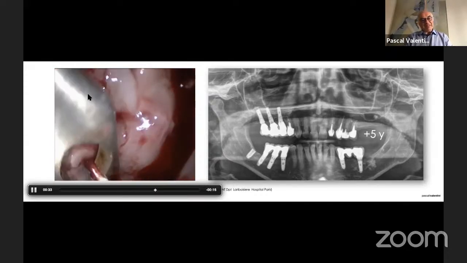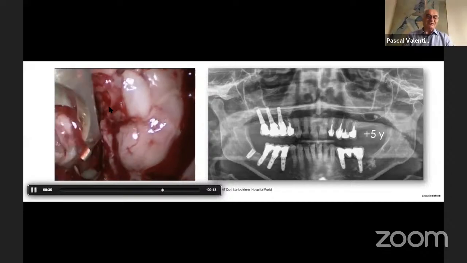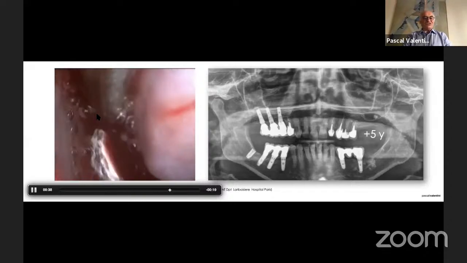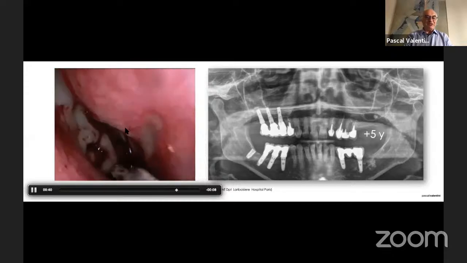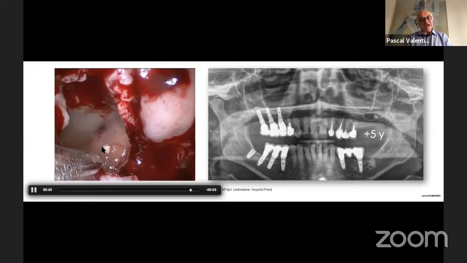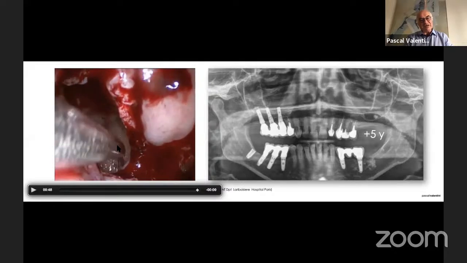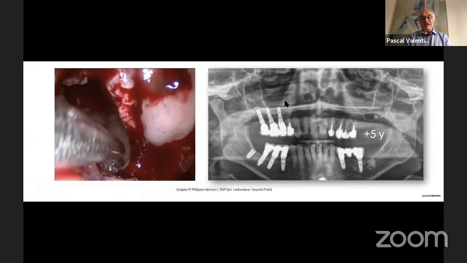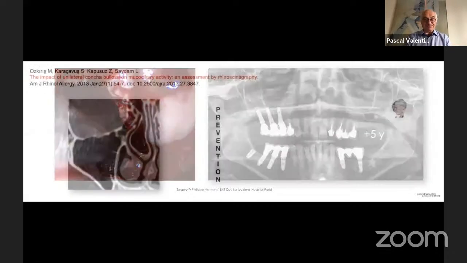And by looking inside the sinus, after washing the sinus with some antibiotics, you can see the confirmation, as we saw on the CBCT, some graft loss through the perforated membrane. And by doing this very quickly, we are able to maintain the graft and the implants. And this is the 5-year view. So the early diagnosis is really very, very important in order to manage these kind of complications.